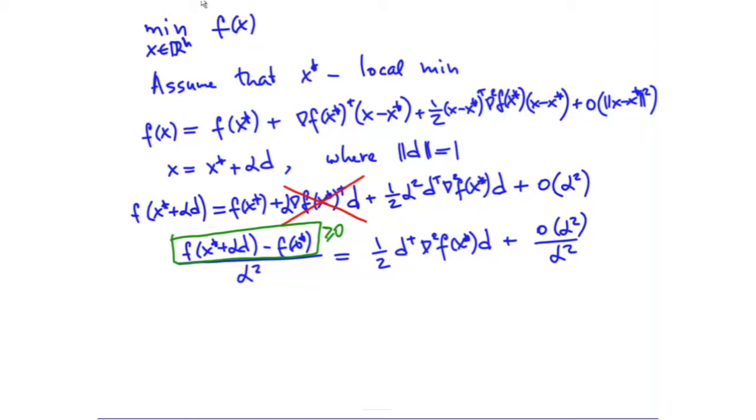And then, because here I have alpha squared divided by alpha squared, I can always select alpha small enough for me to make this as close to 0 as I want in absolute value, right? I can always select alpha such that this will be less than any positive number in absolute value, okay?